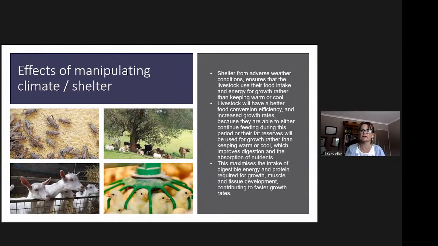And this is exactly pretty much what I've just said. If they're not trying to keep warm or seeking shelter, they have better food conversion and weight efficiencies, so they put on growth better. They're able to use all the intake of energy for growth, and we'll cover some of this a bit more later.